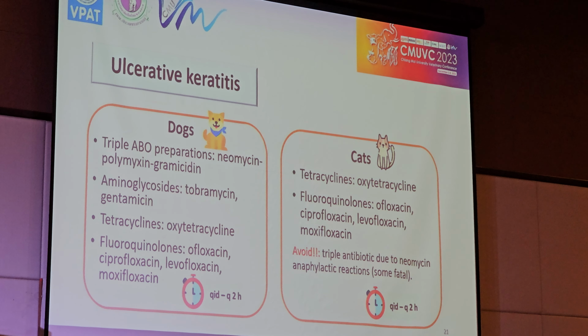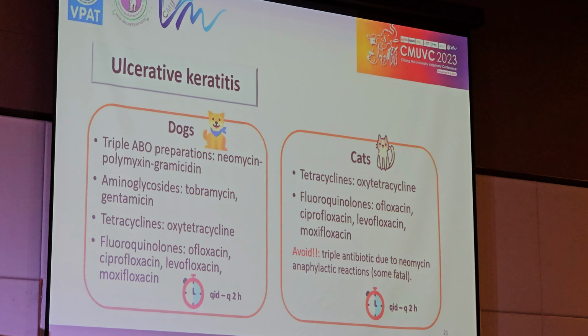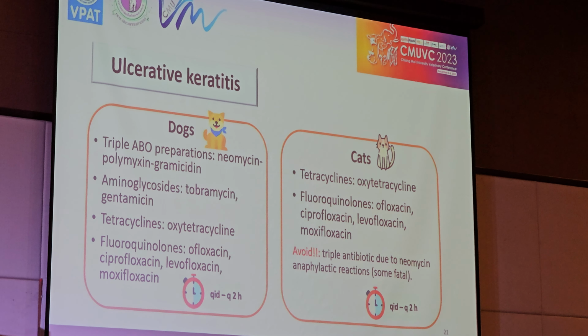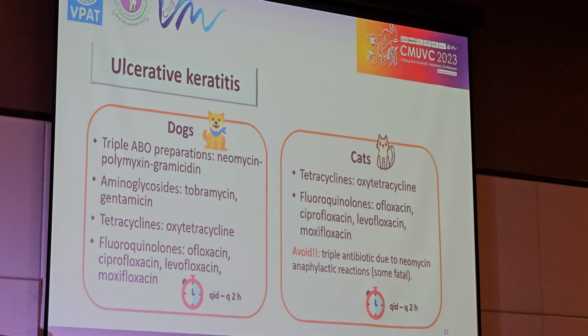And for cats, oxytetracycline and fluoroquinolones are commonly used. Try to avoid the triple antibiotic in cats due to neomycin anaphylactic reactions that can be fatal in some cats. The frequency of topical application of the antibiotics depends on the severity of the corneal ulcer, which can vary from 4 times daily to every 1 to 2 hours.